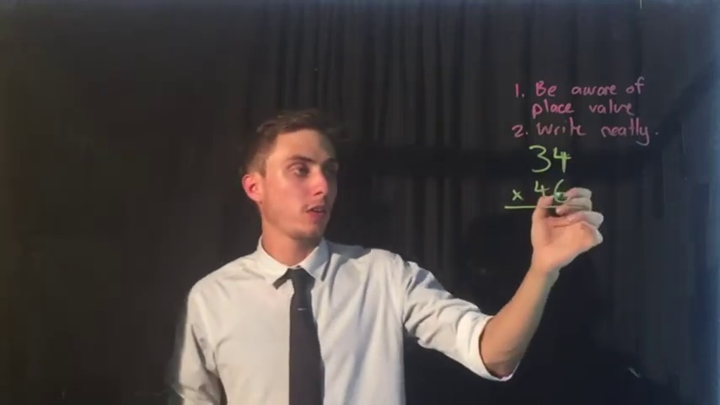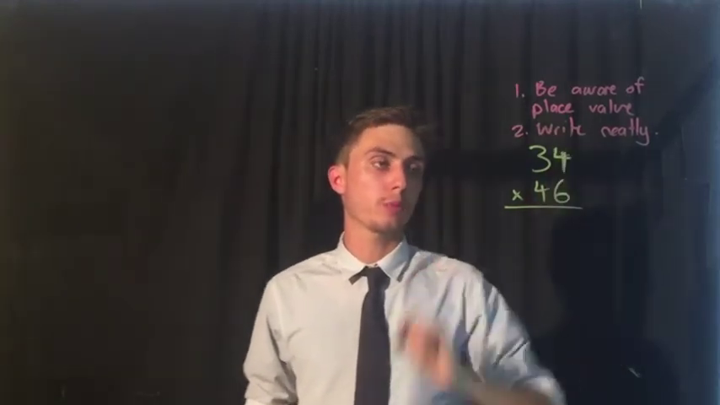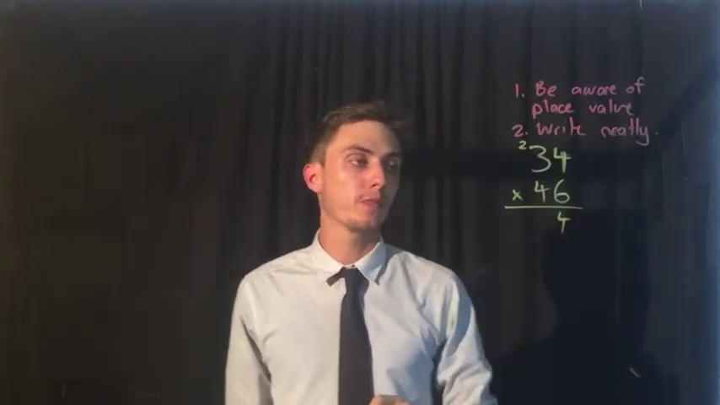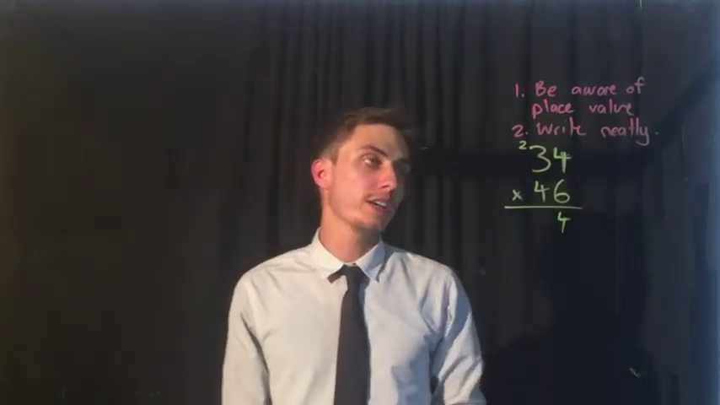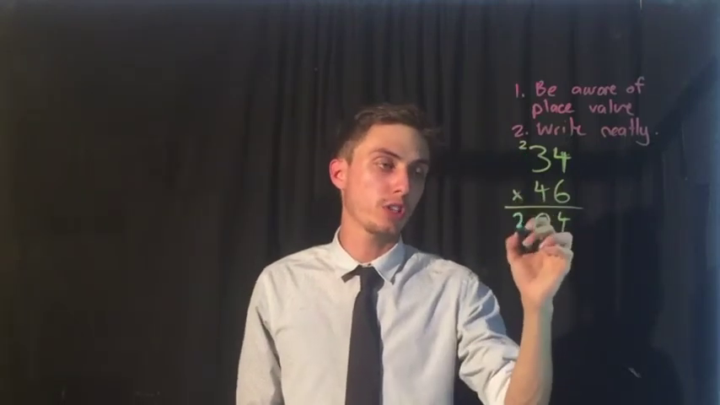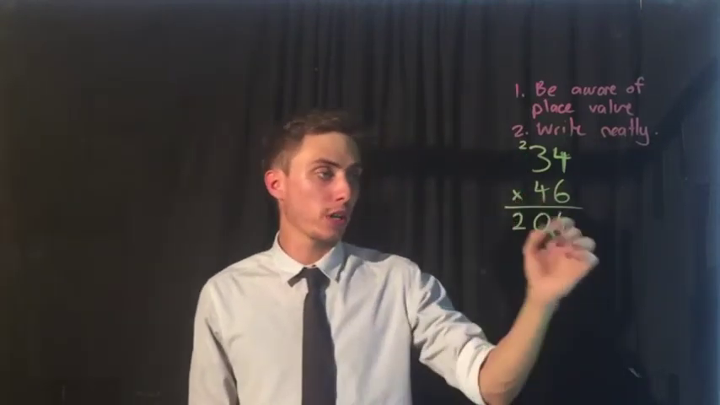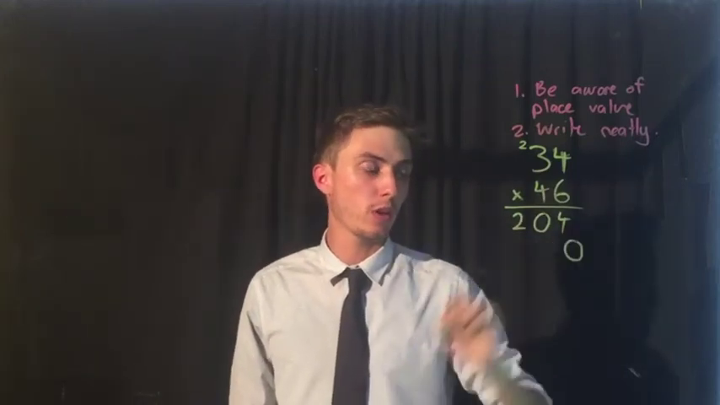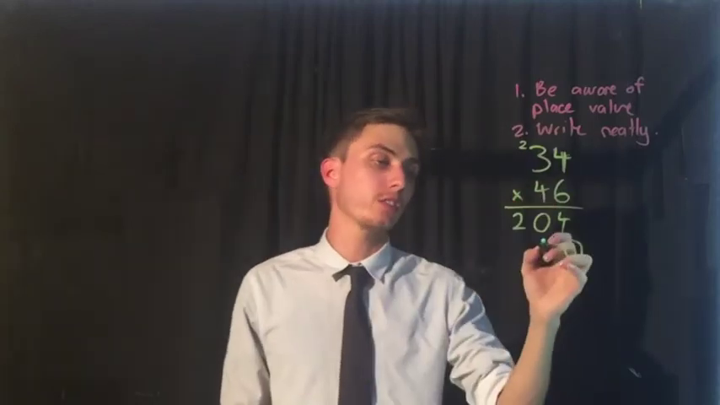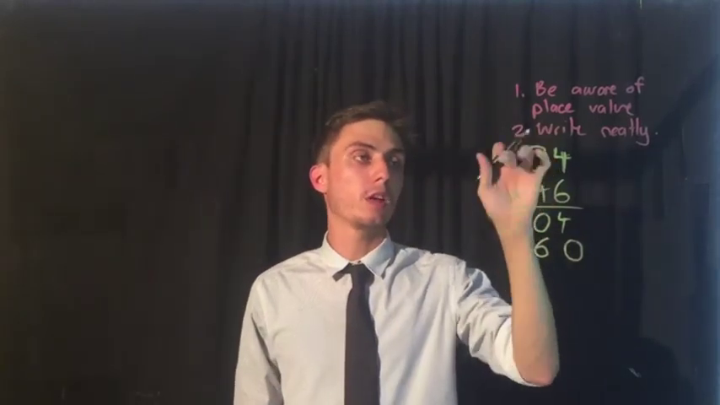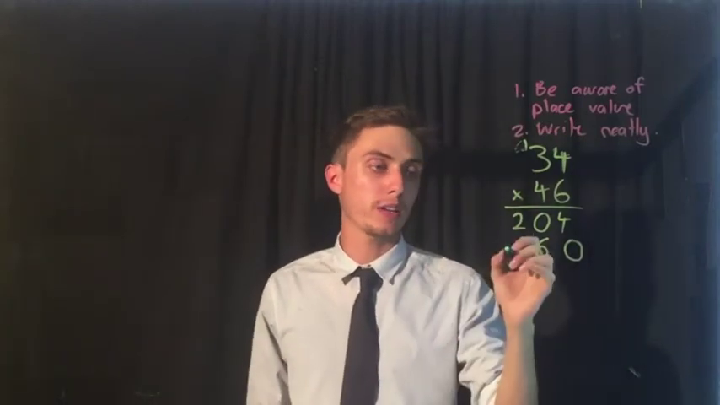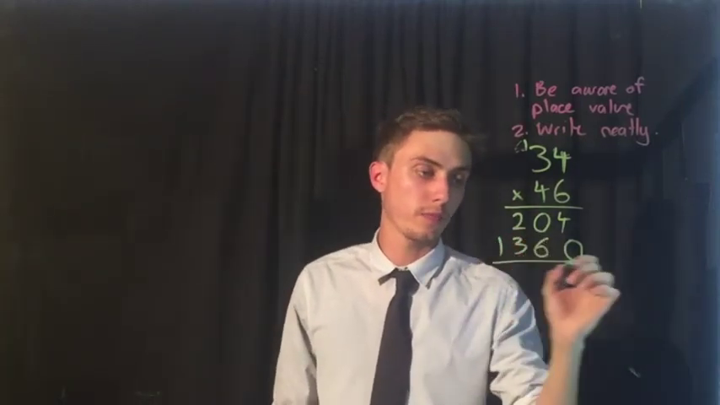So we start. In our units, 6 times 4, we get the answer 24, and we carry over our 2. 6 times 3 gives us 18, plus 2 gives us 20. No more digits, write them here. Working in the tens column now, so we write our 0, 4 times 4, we have the answer 16, and we carry our 1. 4 times 3 gives us 12, plus 1 is 13.